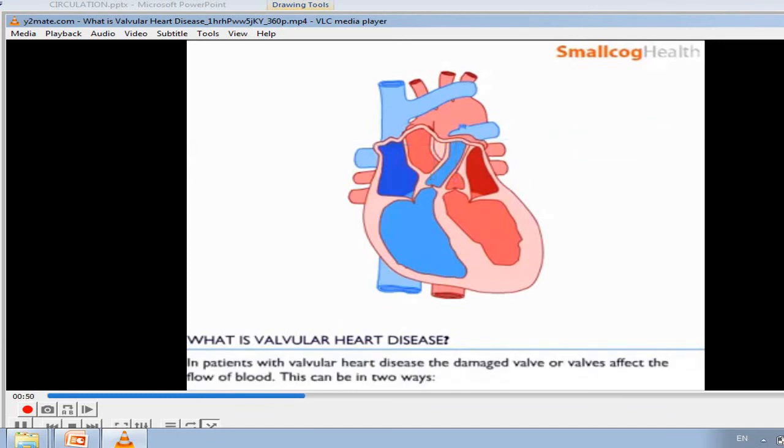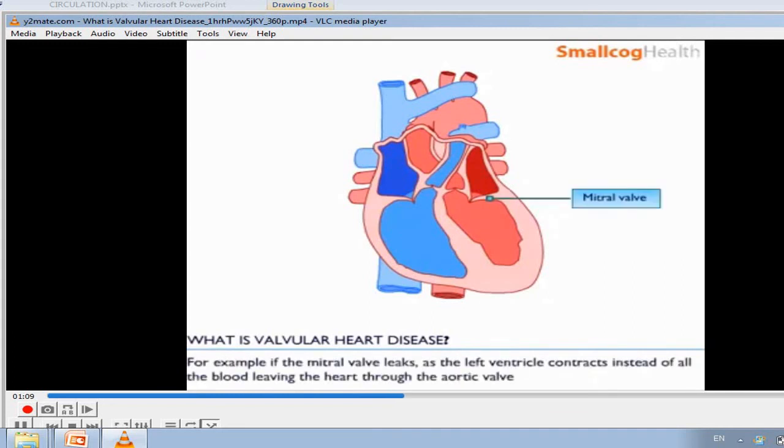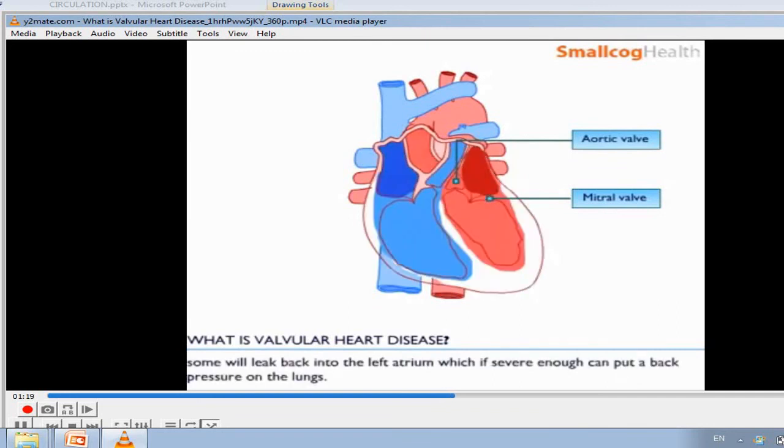In patients with valvular heart disease, the damaged valve or valves affect the flow of blood. This can be in 2 ways. If a valve fails to close properly, it will allow blood to leak backwards. This is called valve regurgitation. For example, if the mitral valve leaks as the left ventricle contracts, instead of all the blood leaving the heart through the aortic valve, some will leak back into the left atrium. If this is severe enough, it can put a back pressure on the lungs.